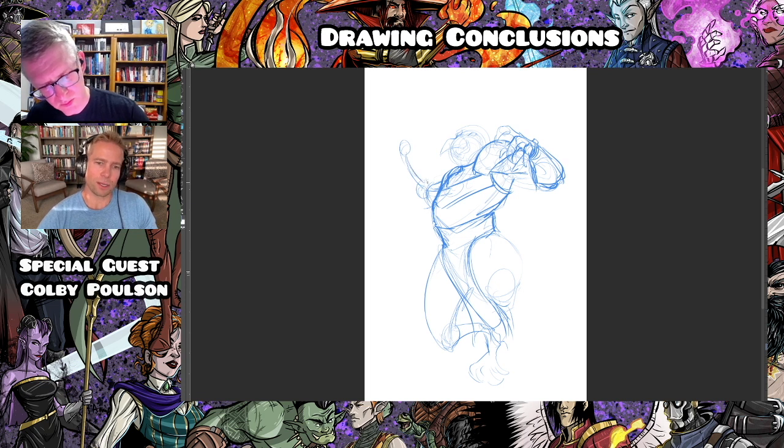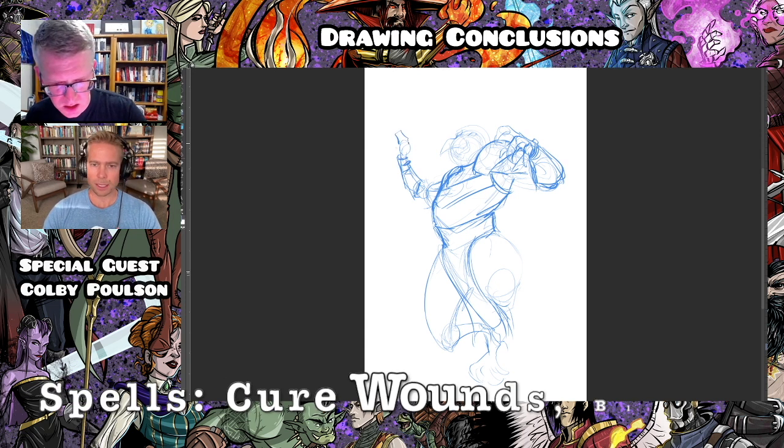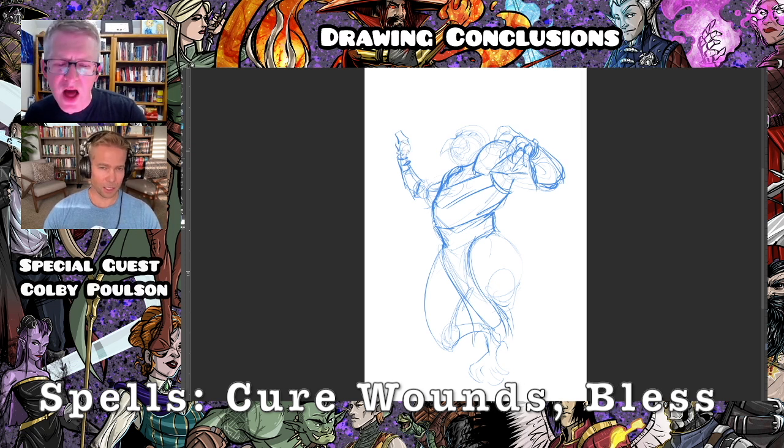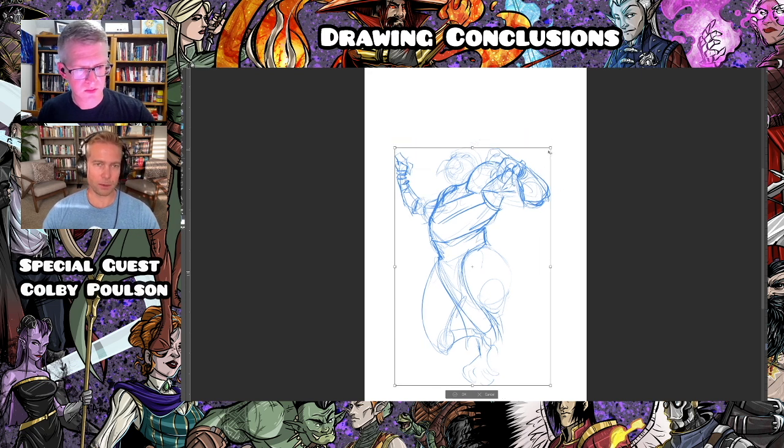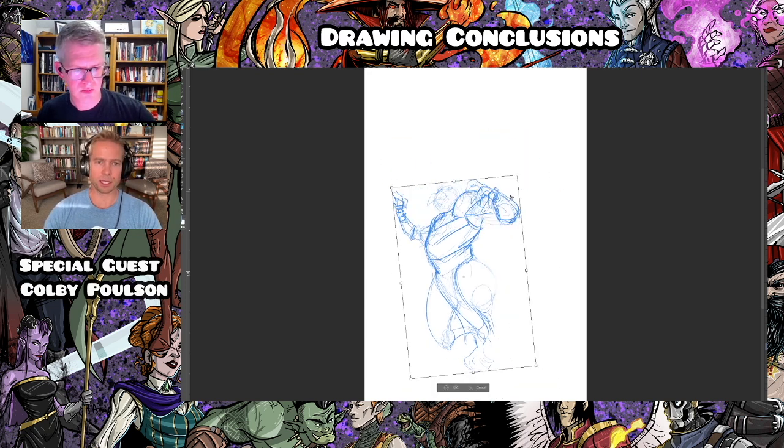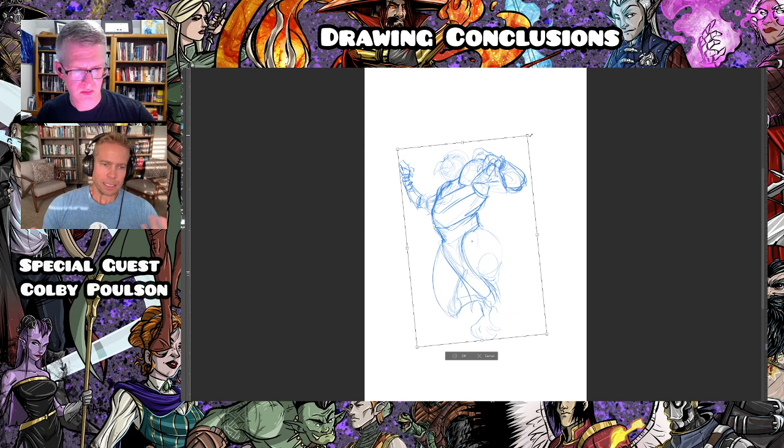Paladins also get their spellcasting at level 2. Yes. And there are a few that we should consider, I think. Cure Wounds, obviously, if you need some additional healing and you kind of want to magnify your support capabilities a little bit. 1d8 plus spellcasting modifier in healing that you can do as an action. Not bad in a pinch.